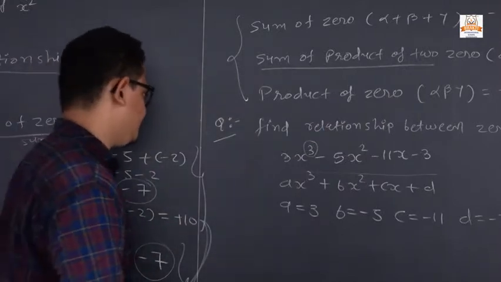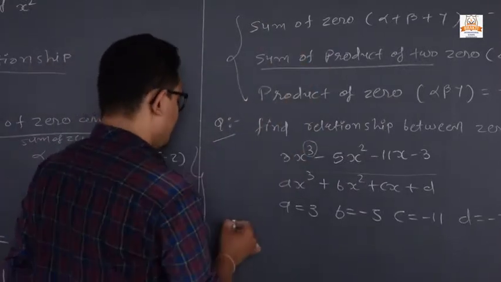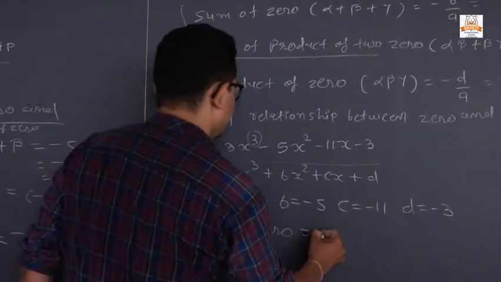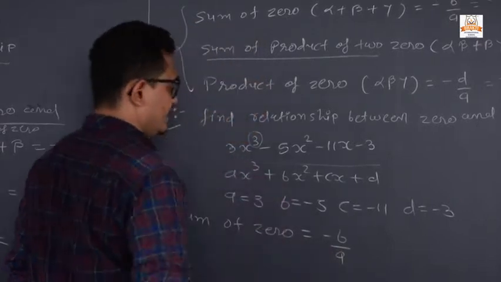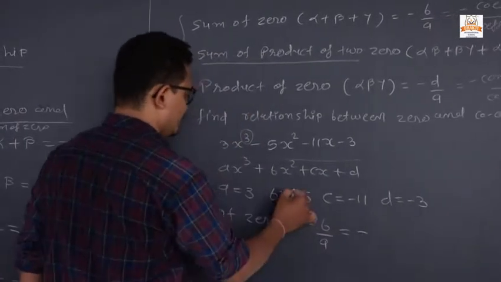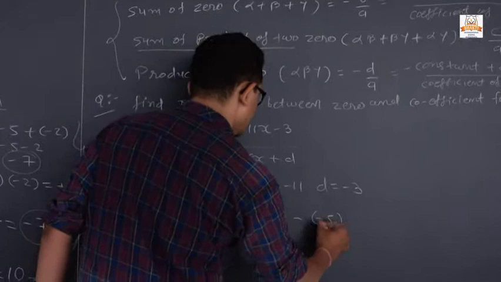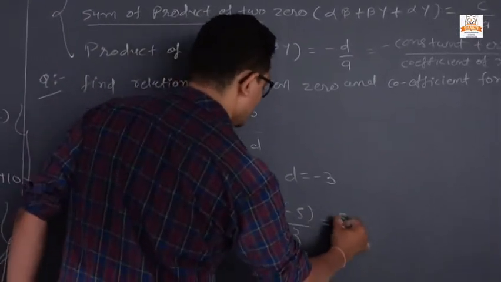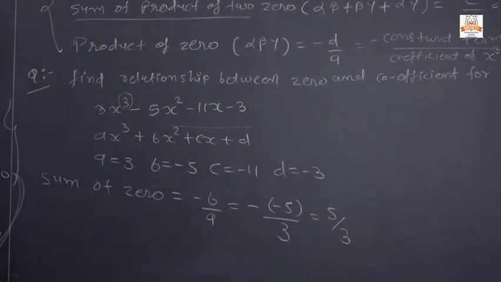Now next, first formula: sum of zeros is equal to minus B by A. So minus sign. What is the value of B? It is minus 5. And what is the value of A? It is 3. Minus minus plus. So the answer is 5 by 3.